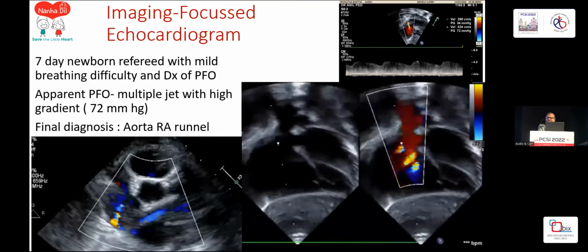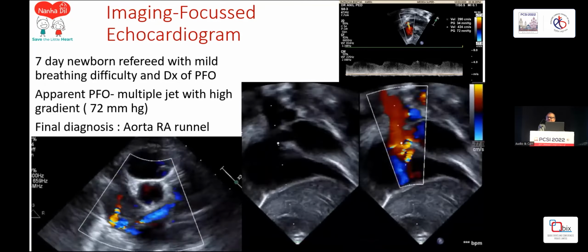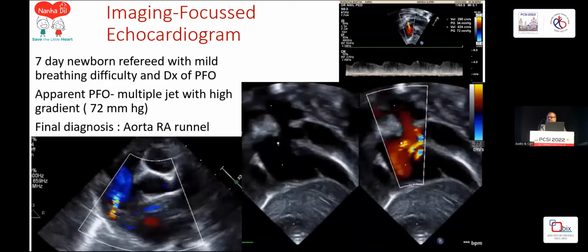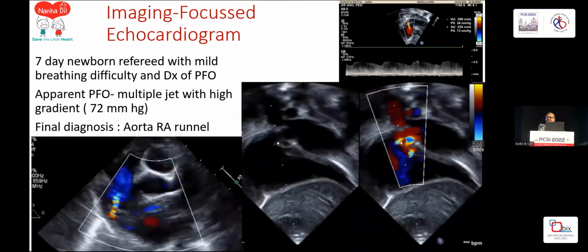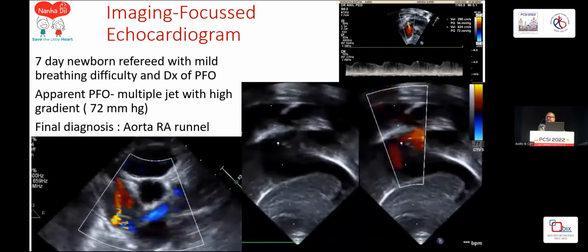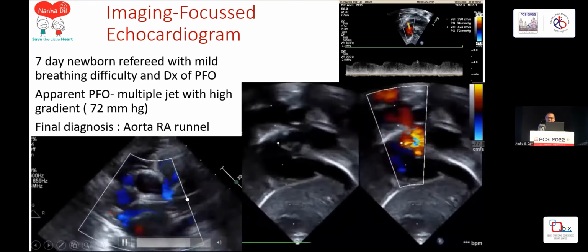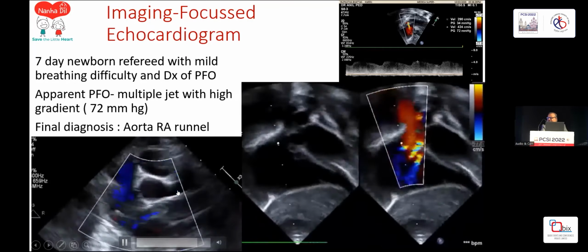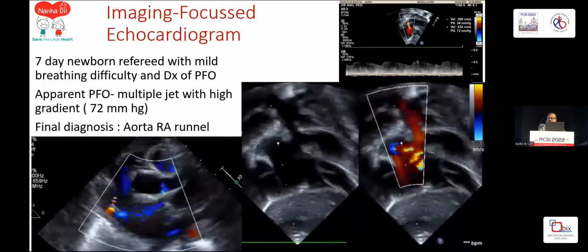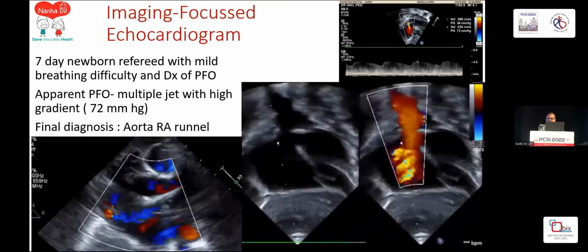So this baby is a very interesting one, who came to me in the first week of life with some breathing difficulty. The referral diagnosis was a PFO. In the initial scanning, it looked like multiple jets of PFO, but the gradient was very high. And actually, on interrogation, the diagnosis was aorta to right atrial tunnel. The suspicion and then getting further detail in the backdrop of the clinical finding helped.